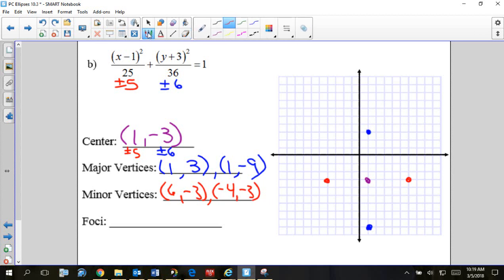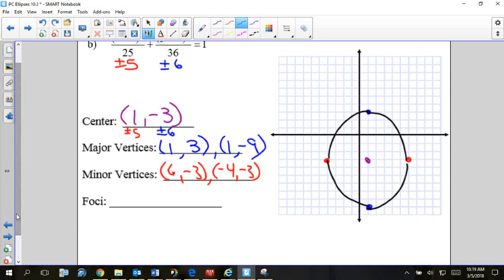While you're graphing this, if something just doesn't look right, maybe you've made a mistake. It's possible to make a silly mistake. Probably already made like 10 of them today. We're going to find our foci by finding the c value. To find the c value, you're going to subtract the denominators, big minus small, and then square root it.